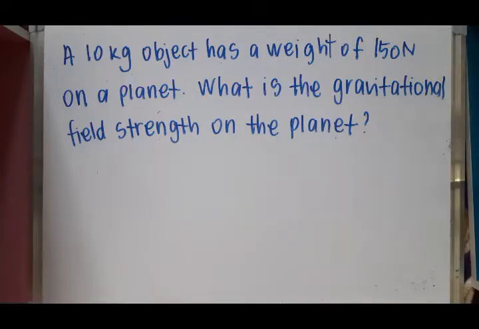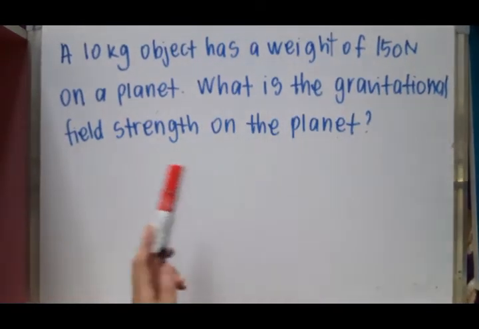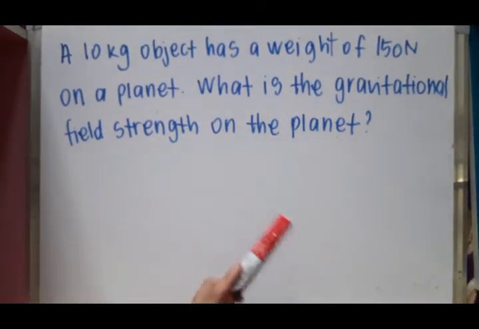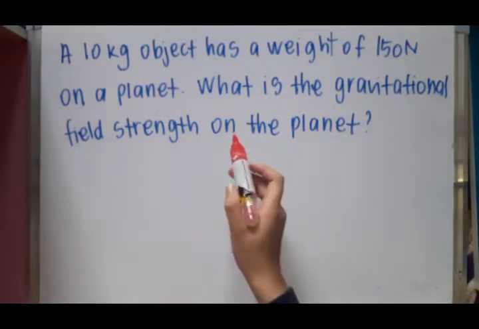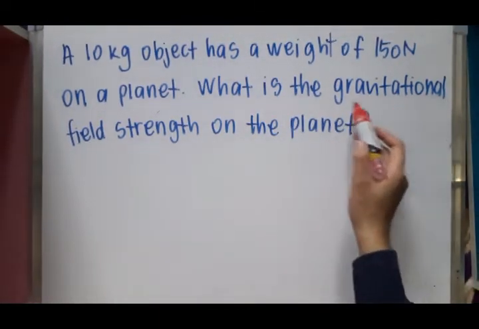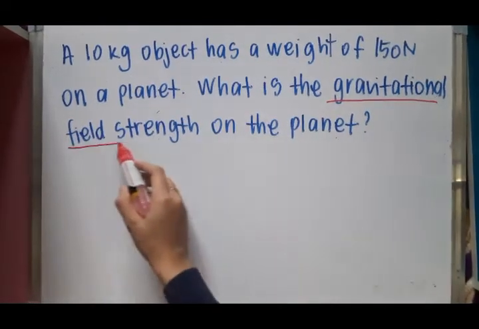Okay class, let's do some exercises. First exercise: a 10 kg object has a weight of 150 Newton on a planet. What is the gravitational field strength on the planet? Okay, first of all, we need to determine what the question asks us. So the question asks us what is the gravitational field strength.